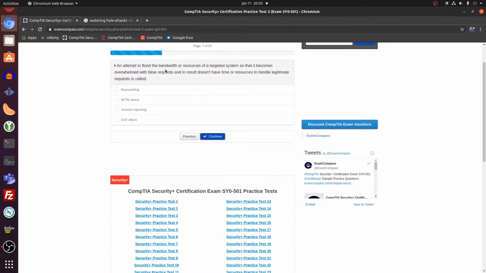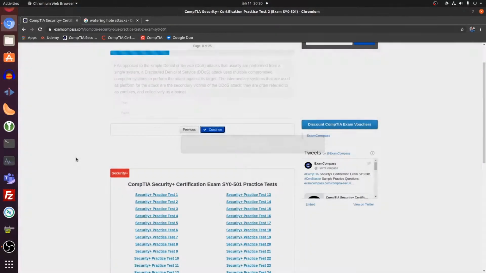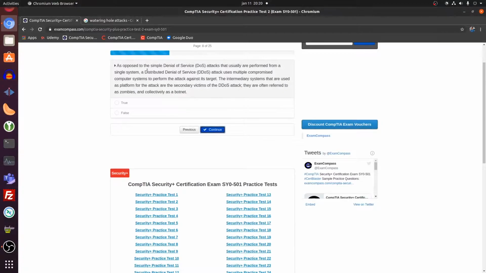An attempt to flood the bandwidth or resources of the target system until it becomes overwhelmed. The DoS attack, denial of service attack, as opposed to the simple DoS attack that usually is performed from a single system. A distributed denial of service attack uses multiple compromised computer systems to perform an attack against a target. Zombies or botnet, that's true.